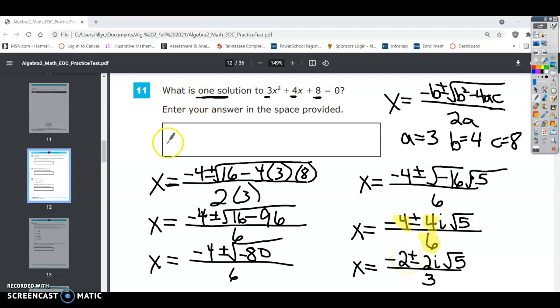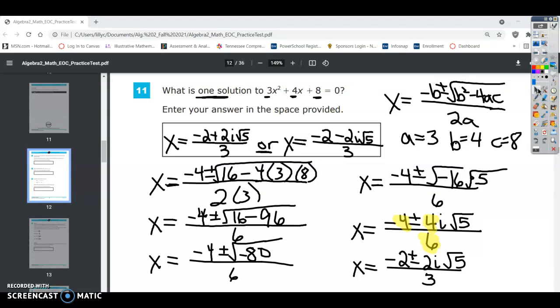So this says, what is one solution? So one solution is x equals negative 2 plus 2i square roots of 5 over 3. Or the other solution is negative 2 minus 2i square roots of 5 over 3. So either answer is correct. It says what is one solution. So instead of putting those together, I'm going to list that as or, and that represents one solution and then the second solution as well.